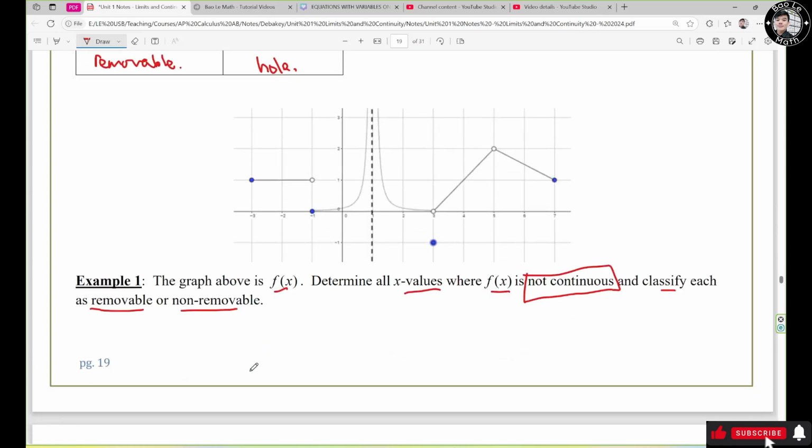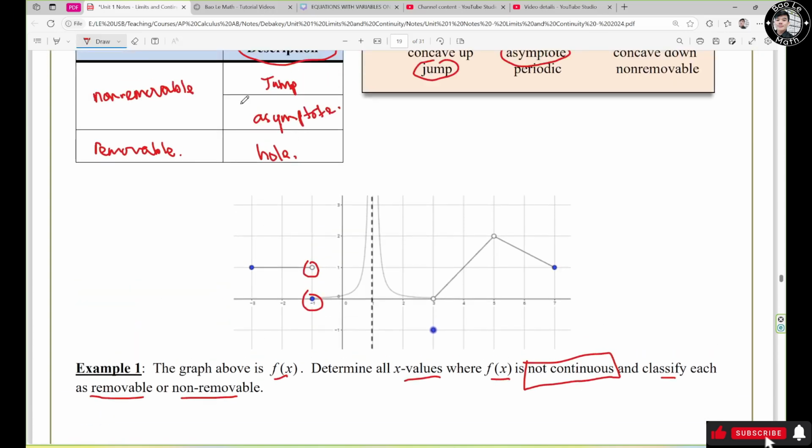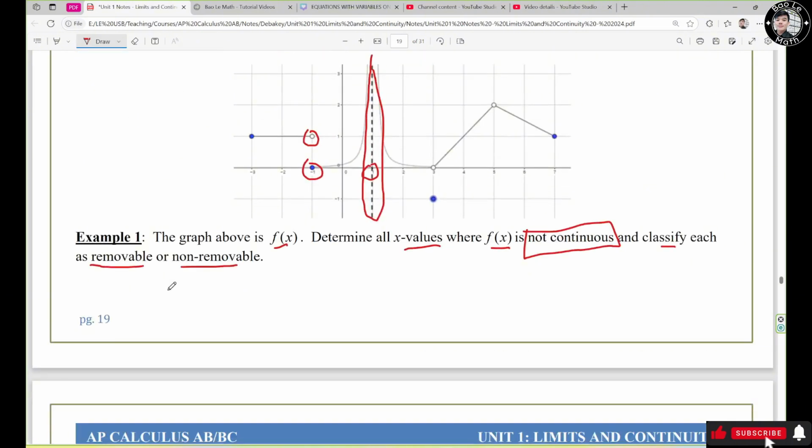Alright, so now you look at this one right here, s equal -1, right? And you see that there is a jump, right? So we look at the table right here, a jump, which means non-removable, right? And just look at this one right here, you see the vertical asymptote right here, s equal 1, right? So vertical asymptote right here is going to be non-removable, right? So you need to write over here.